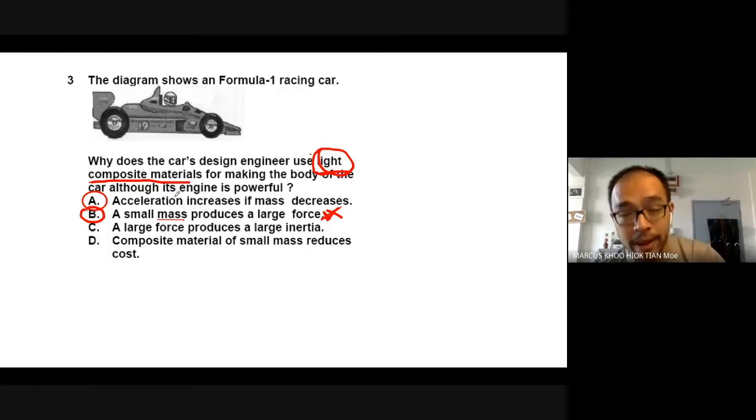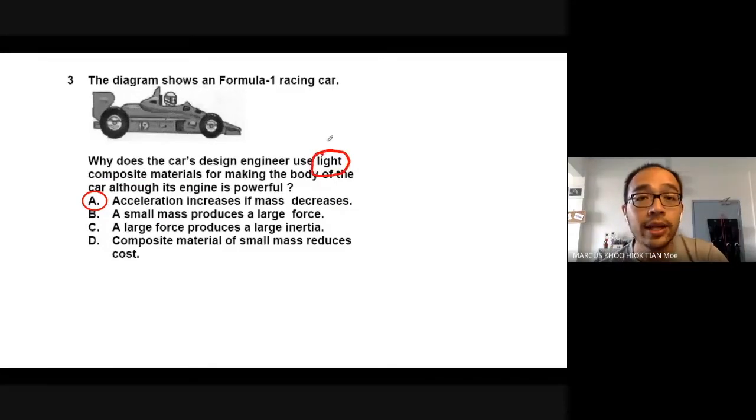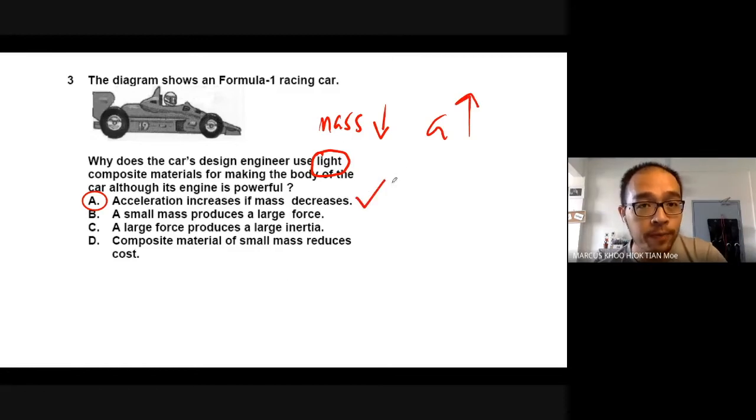How do you know that the mass decreases? Because of the word light. Light means ringan, right? So that means the mass is reduced. And just now I said when the mass is small, the acceleration will be big. So this will be the answer. Good try anyhow, but we can learn to improve here. Don't be afraid to make mistakes, because class is where you make mistakes. You don't want to make mistakes during the exam, right?